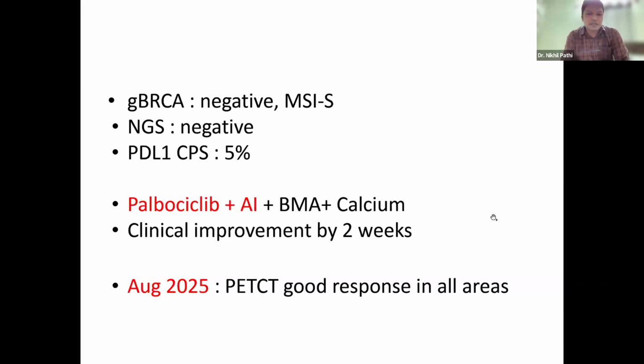Now, this patient had a sense of clinical improvement, in the sense that she had a reduction in bony pains as well as reduction in the size of the tumor to some extent by as early as 2 weeks. And she was clinically doing well. So we continued with the treatment. About three months later, we got a PET CT done, which was in August 2025, where all areas, including the bones, had a good response.